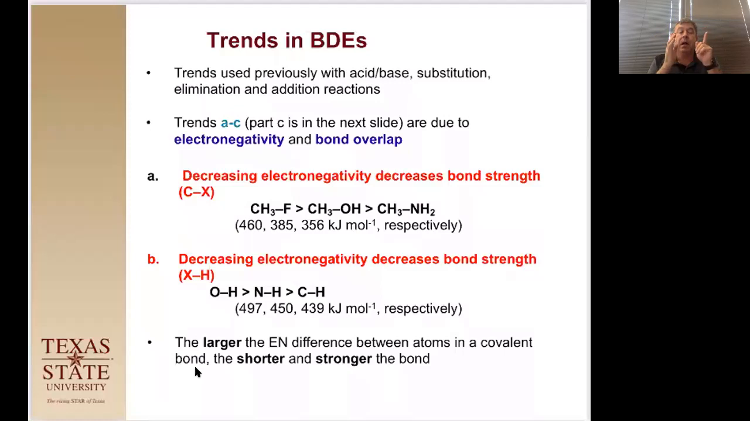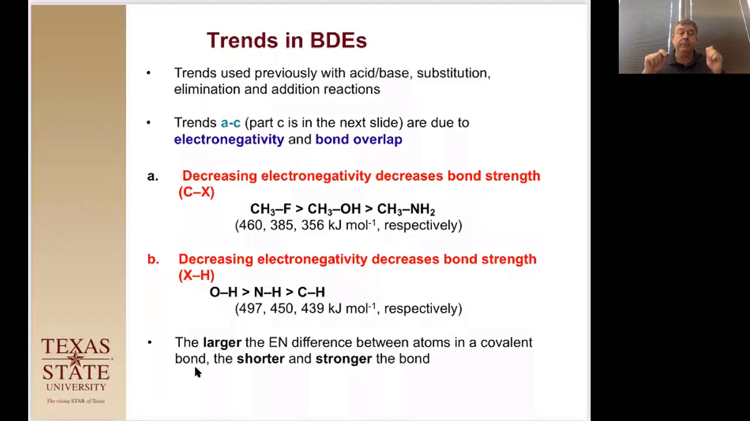So that means our carbon-fluorine bond is going to be our strongest bond between a halogen and carbon, or anything on that top row and carbon, because it has the highest electronegativity difference. If we move over one, we're now at oxygen, and that's a weaker bond between carbon and oxygen. We move over one, that's nitrogen, and that's a weaker bond between nitrogen and carbon. Notice they're decreasing electronegativity as we go.